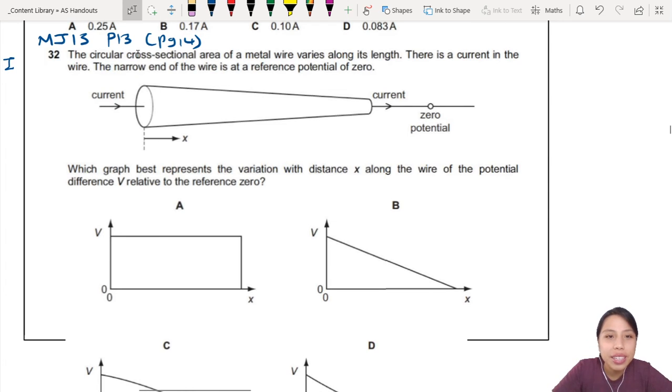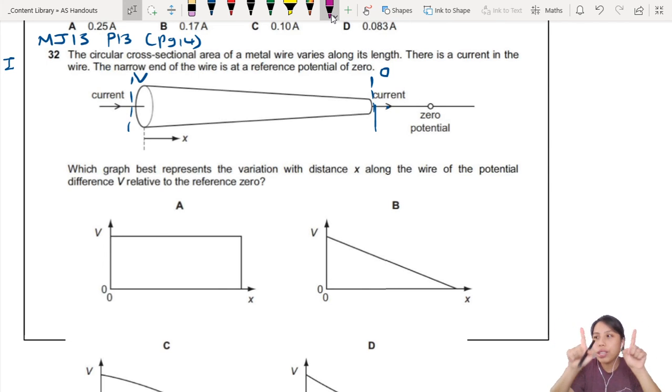Anyway, let's see. We have a cone shape, a very funny shape material with different diameter. And then there's a current going in, current going out. It should be the same. You should know by now the current flowing through the whole thing is the same. The narrow end of the wire is where we say potential of zero. You start off with some V. You take the voltmeter, you measure between the 0 and that V point, and then you go smaller and smaller. What do you measure? That's all the graphs here.